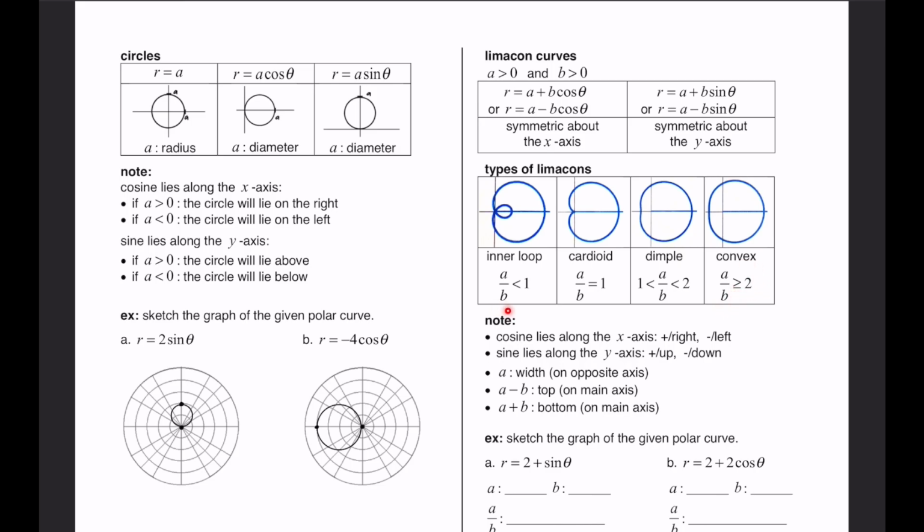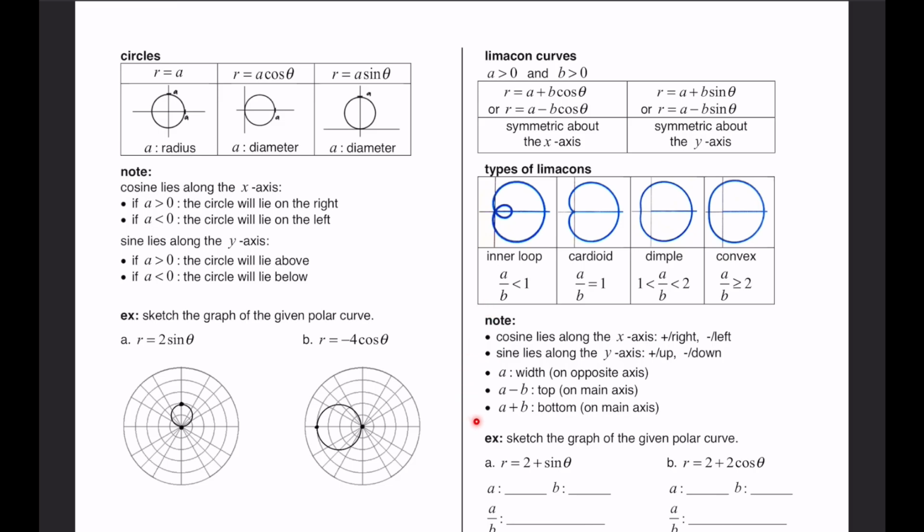So one more time, you do have to have this memorized. The way I memorize, it's not that great, but I just keep repeating inner loop, cardioid, dimple, convex. And then I take the ratio and say less than 1, equals 1, between 1 and 2, greater than or equal to 2. If I memorize them in that order, I can line them up to figure out what type the limacon is.